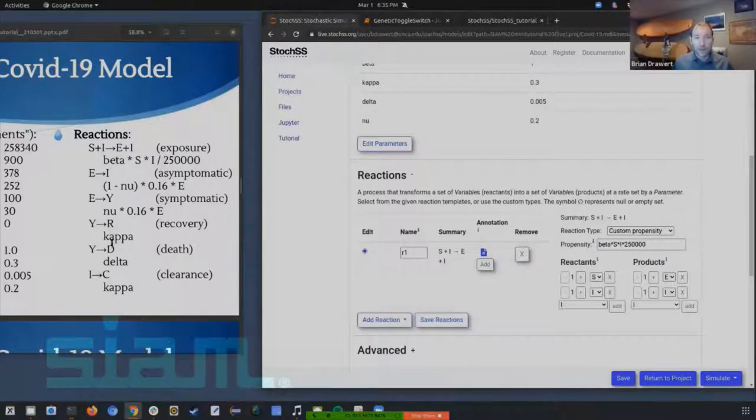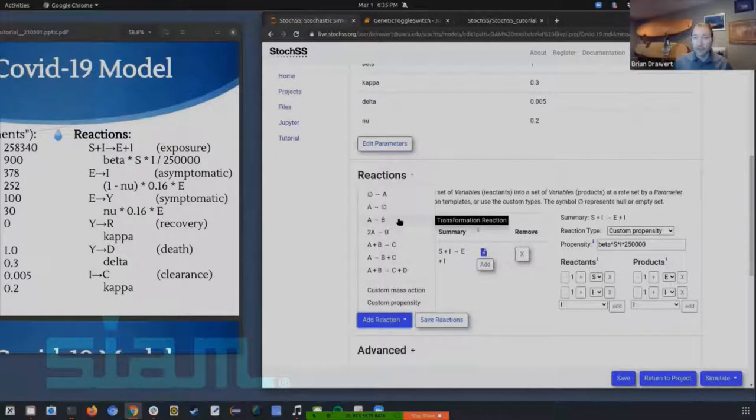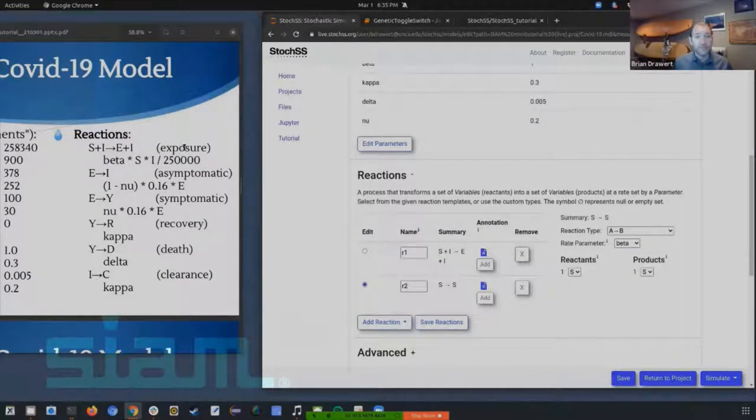And then you can see all the other reactions are actually unimolecular, right? So they're just transition reactions. So we've got the transformation reaction. I'll call this exposure. If we're going to go from an E to an I, that is going to be asymptomatic. A-S-Y-M-P-T. I'll just shorten that a little bit. And that is going to happen at, again, a more complicated rate.